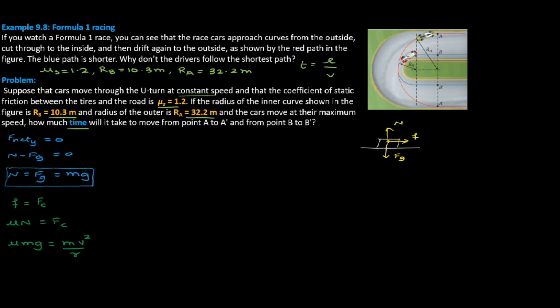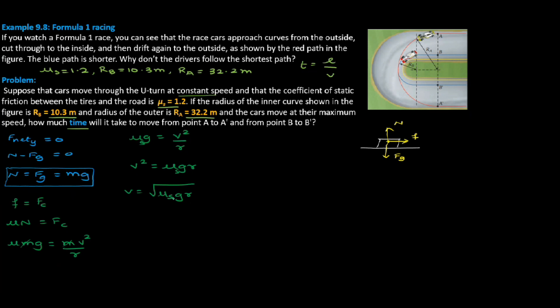I'm choosing this expression because we need to calculate what v is. Then we rearrange the terms and cancel off the common quantities here. m is common here. And we can rewrite this equation as mu g equals v squared over r. Then we rearrange the terms. v squared is equal to mu g r, or v equals the square root of mu s g r.